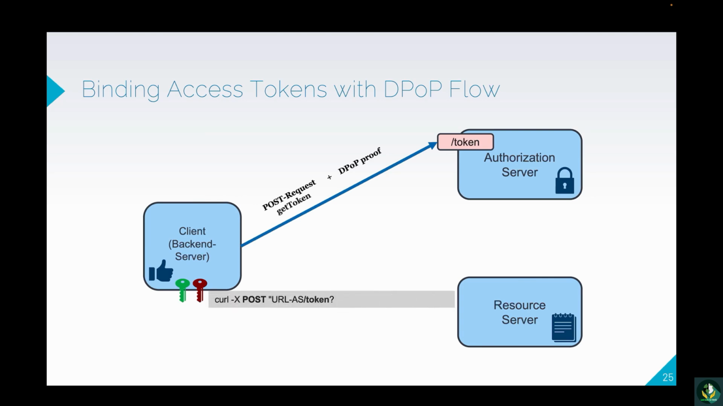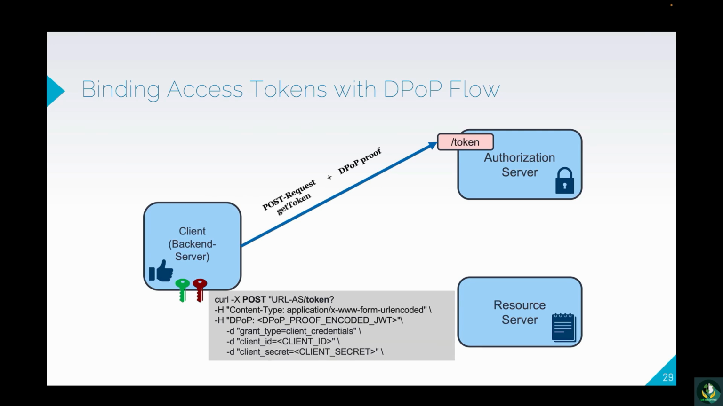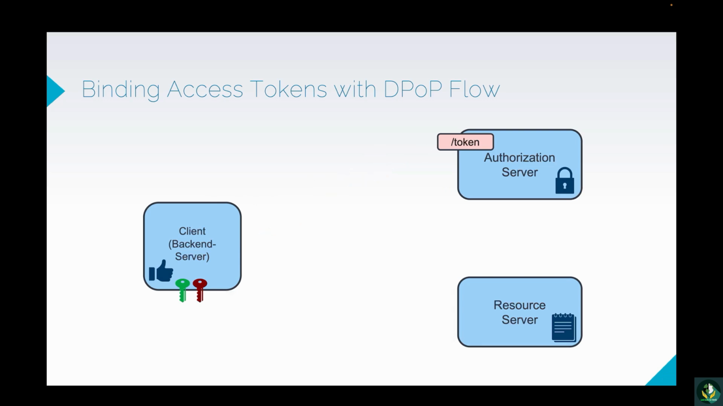The POST request is sent to the authorization server, targeting the token endpoint. In the request header, we include content type, which is set to URL encoded form data, and DPoP, containing the base 64 encoded DPoP proof JWT. In the request body, we include the typical parameters for the client credentials flow: grant type set to client credentials, the client ID and the client secret, and optionally the requested scopes. This mechanism can also work with the authorization code flow for both public and confidential clients. If the client is public, it doesn't need to include the client secret for authentication.